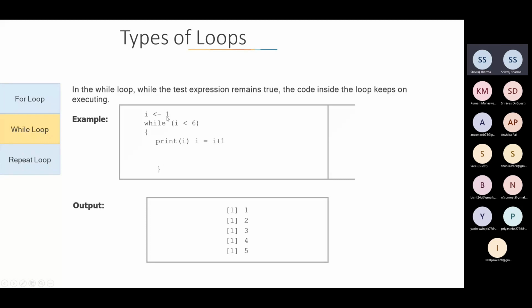First time the value of I is 1, so the value that is returned is 1. In the second loop, the value of I is again 1, so 1 plus 1 will be 2, so it prints 2. Okay. Similarly, up to 5, it will give you the results. So this is the while loop.